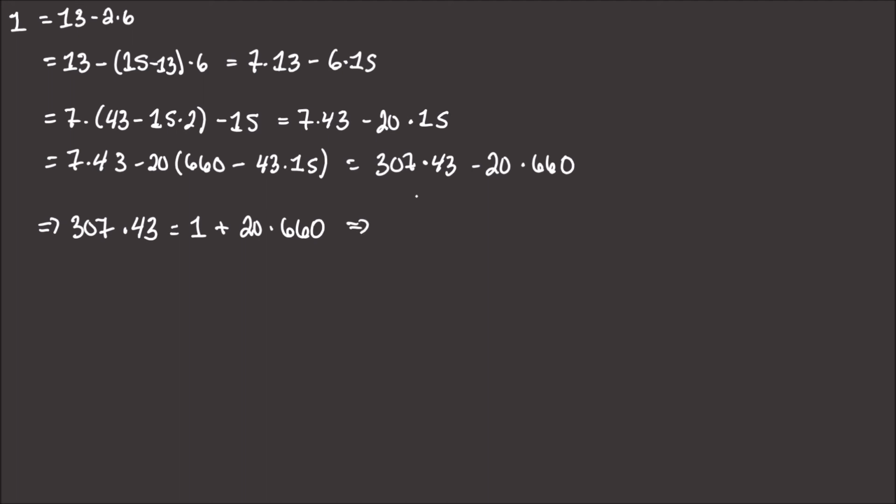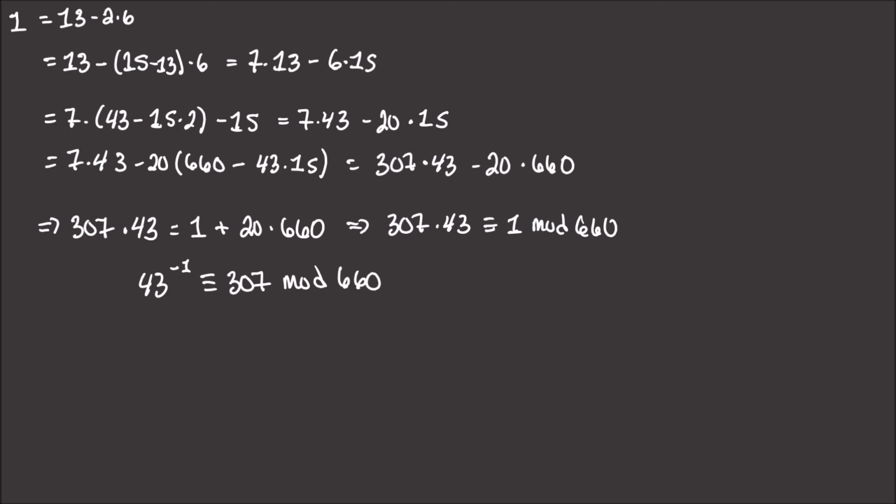So by definition, this means that 307 times 43 is congruent to 1 mod 660. And so 43 inverse is congruent to 307 mod 660. So the inverse of 43 is 307. And that's how you find inverse modulos.